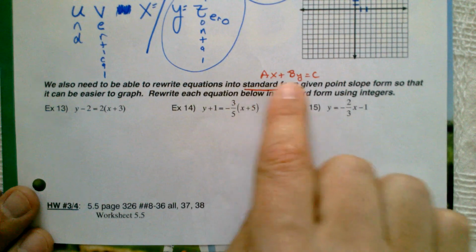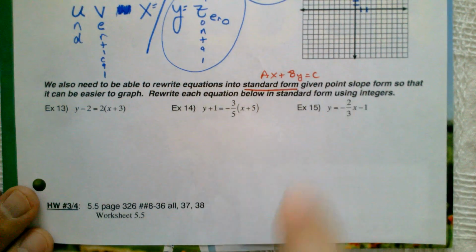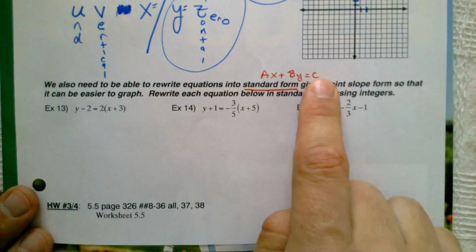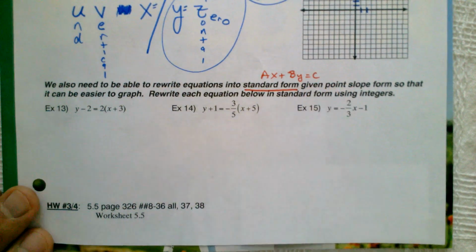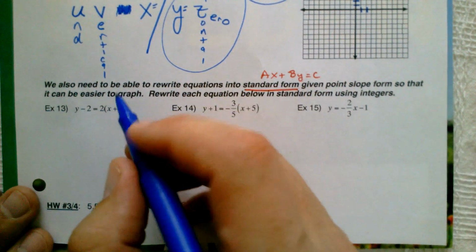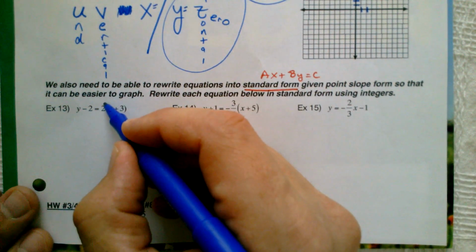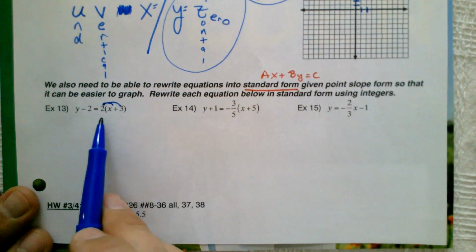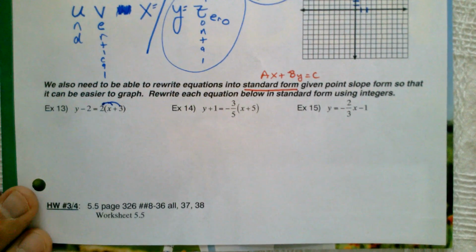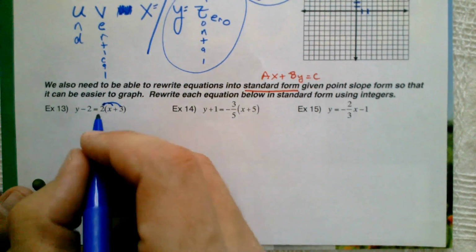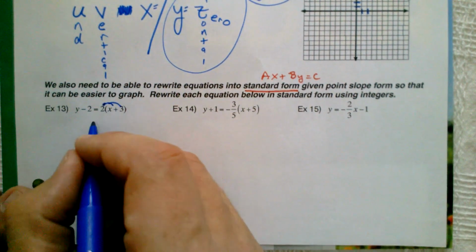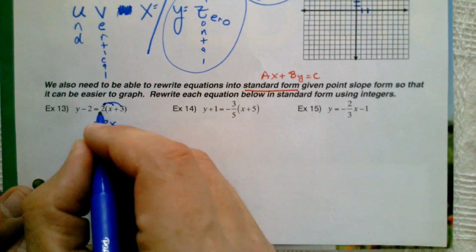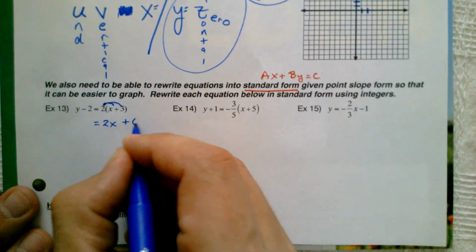Okay, so notice x and y are on the left side and the constant, the number all by itself, is on the right. Okay, so as I take a look at 13, the first thing I notice is I want to get rid of these parentheses. And to do that, we're going to use the distributive property. So this is great practice. 2 times x is 2x. And 2 times 3 is 6.